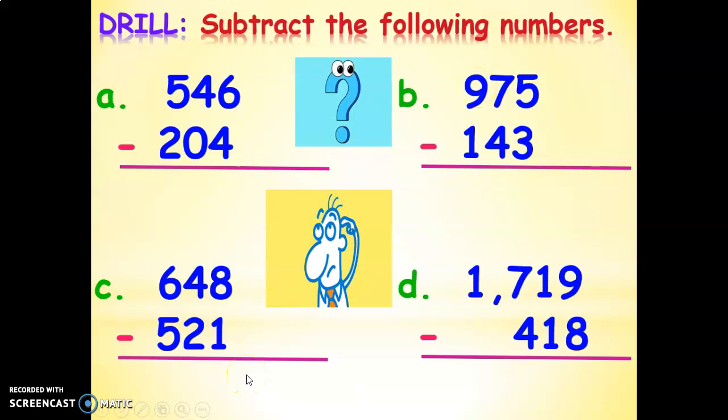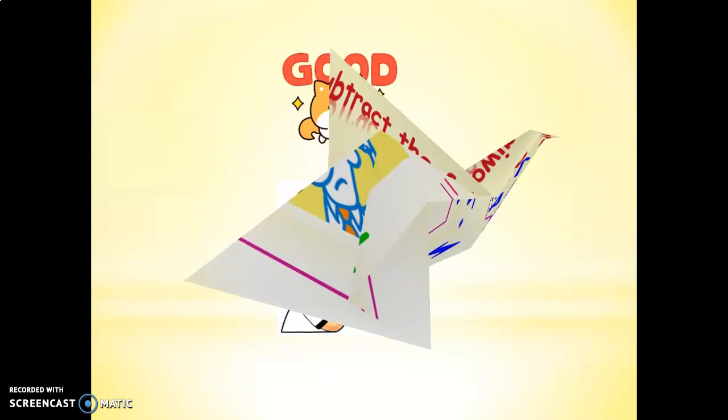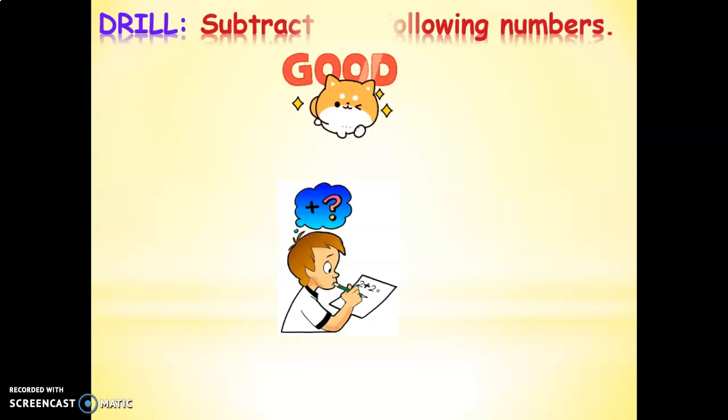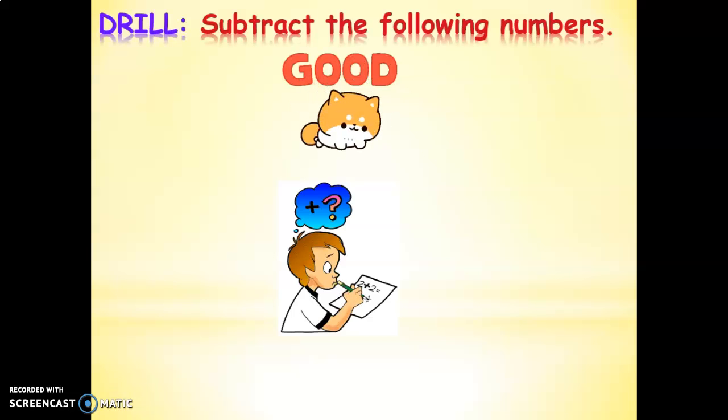Try to think of the answers for these subtraction equations. Again, remember to write and subtract the numbers according to their place value. Try to think of your answers. And if you are ready, you can now find out if you were able to get the answers right. So here are the correct answers.